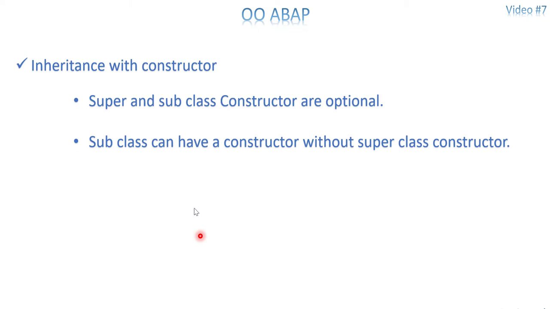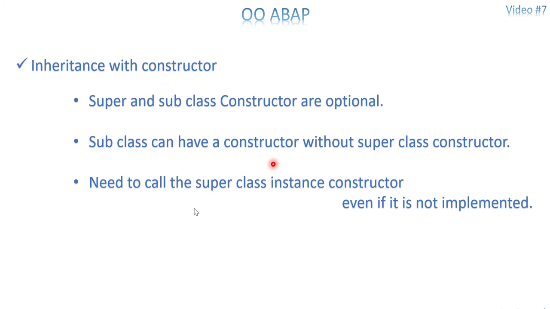Coming to the design, based on the design, the subclass needs some data to be manipulated before calling any method, and the superclass doesn't require that. So the subclass can have its own constructor. It may be static or instance, and that does not depend on your superclass constructor. So if the superclass doesn't have a constructor, no issues. You can have a subclass constructor as well. So a subclass can have a constructor even though the superclass doesn't have one.